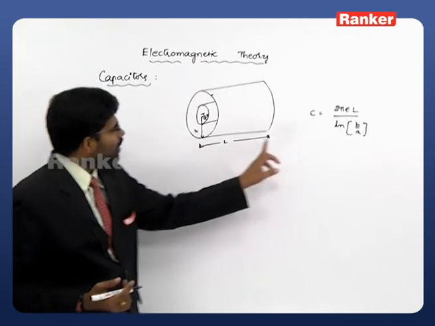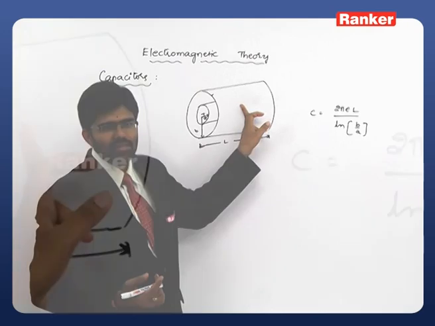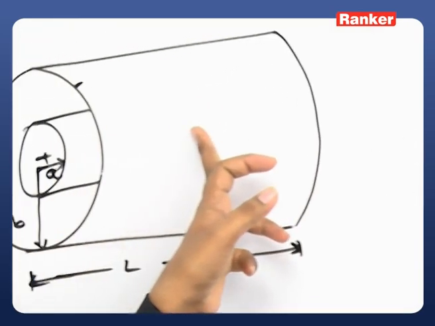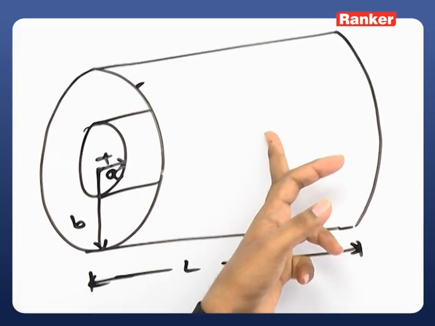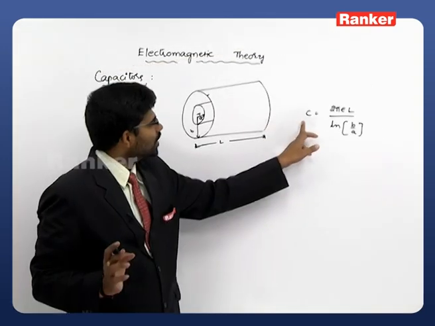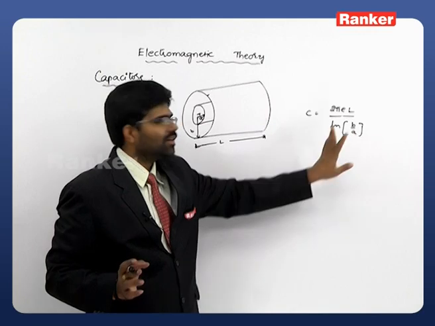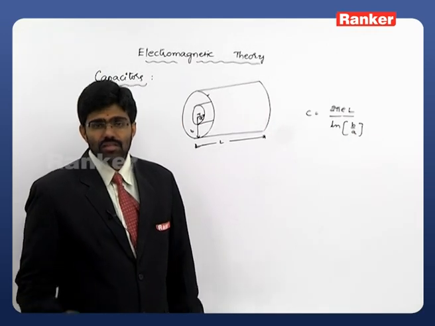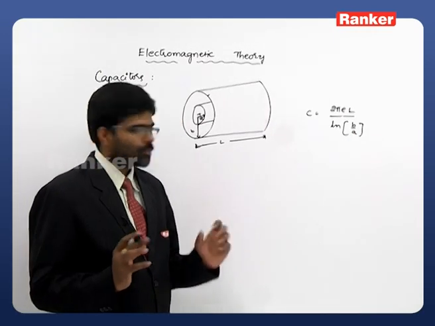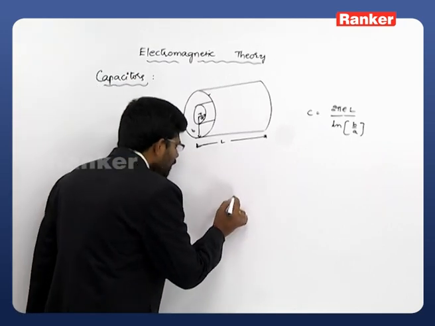This is also purely dependent upon only material and the structure characteristics. It's not depending on the potential we are applying, and it's not depending on the electric field or charge. So clearly C is equal to 2 pi epsilon L, L being the length of the cylinder, B the outer radius and A the inner radius. In the same way, if you observe a spherical capacitor, two spheres will be there.